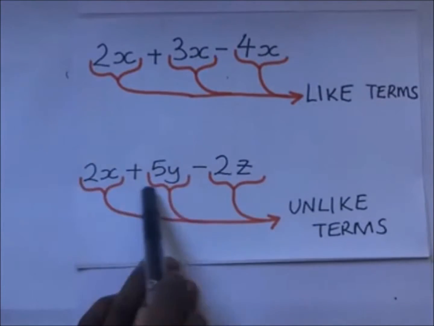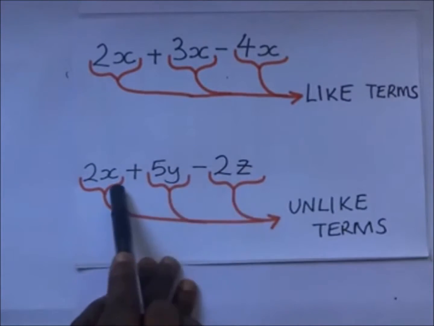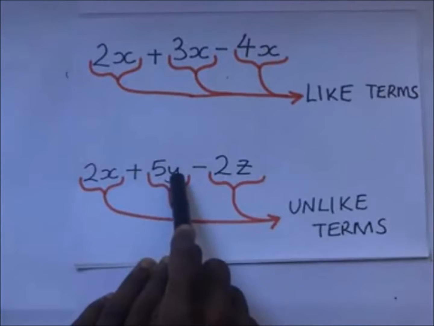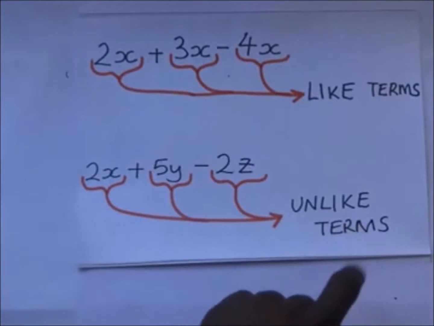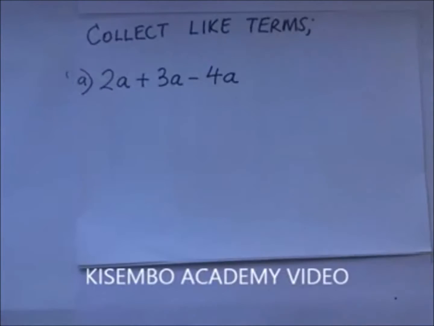Likewise, on the other hand, if you have an algebraic expression that has different terms for different variables, for example, here this has x, this is y, this is z. These are 3 different variables. So these terms are unlike terms. So in this video, we shall be looking at how to solve algebraic expressions by collecting like terms. It is always the first step. We always first collect like terms, then we go ahead and find the value of the variable in the algebraic expression. We shall do a few examples.